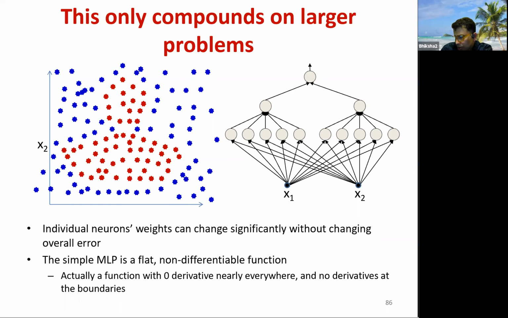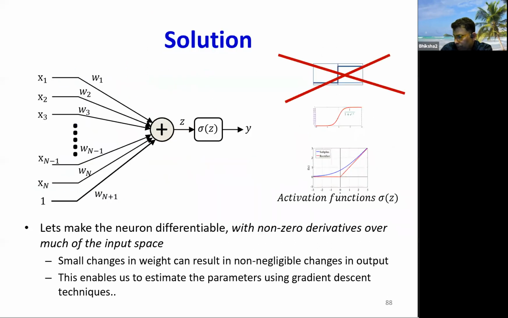So we come up with a solution. What we are going to do is make the neurons differentiable with non-zero derivatives over much of the input space. Now, the threshold activation has 0 derivative everywhere, and at this point, it doesn't have a derivative. Instead, I'm going to use activations which have non-zero derivatives of this kind over much of the space. So rather than just using this threshold activation, I'm going to use activations of this kind.